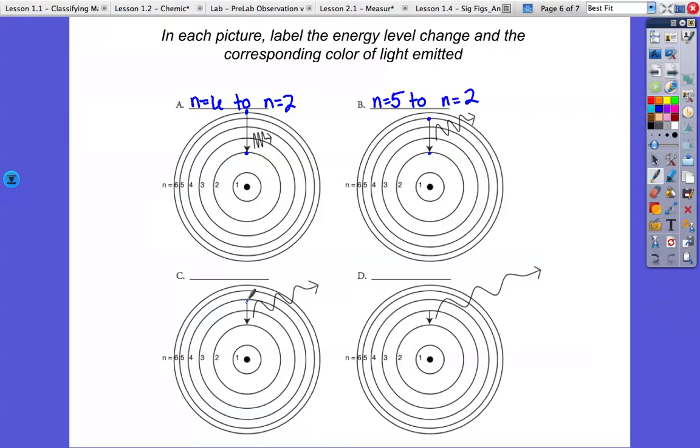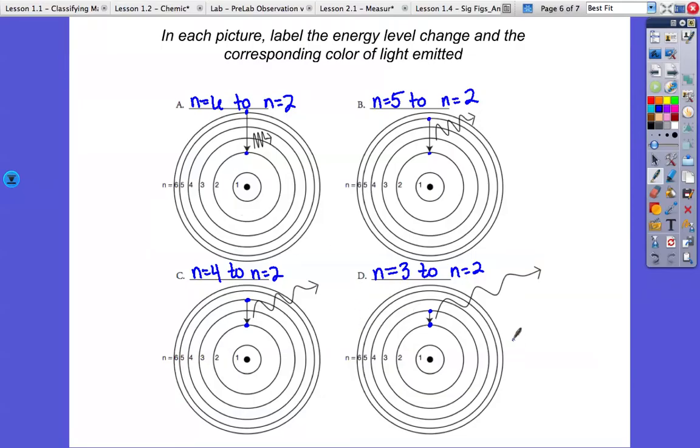In C, we start at n equals 4, and it goes to n equals 2. And then in D, we start at n equals 3, and it goes to n equals 2.